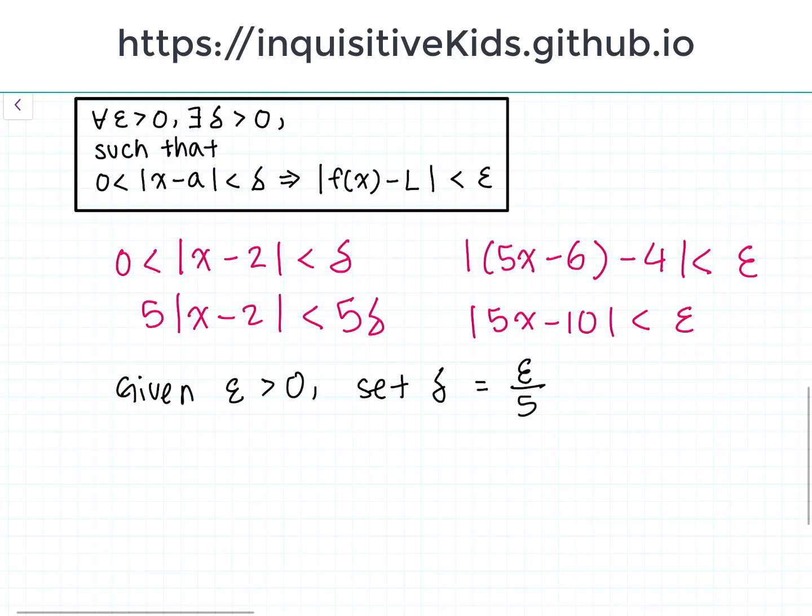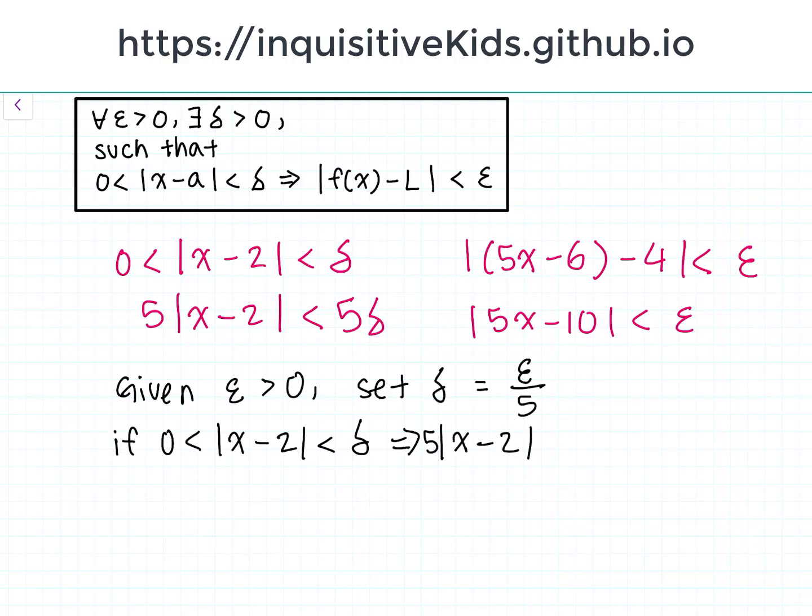Therefore, if 0 is less than the absolute value of x minus 2, which is less than delta, we know that 5 times the absolute value of x minus 2 will be less than 5 times delta. But since delta is already equal to epsilon over 5, we could write it as 5 times epsilon over 5, which is just equal to epsilon. So as you can see, because we set delta as epsilon over 5, we automatically made it so that once the first condition is true, the second condition is true.